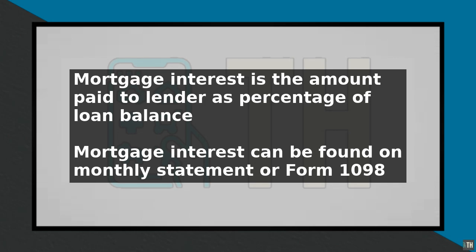First, it is essential to understand what mortgage interest is. Mortgage interest is the amount you pay to your lender as a percentage of your outstanding loan balance. You can typically find this information on your monthly mortgage statement or Form 1098, which your lender will send you at the end of each year.